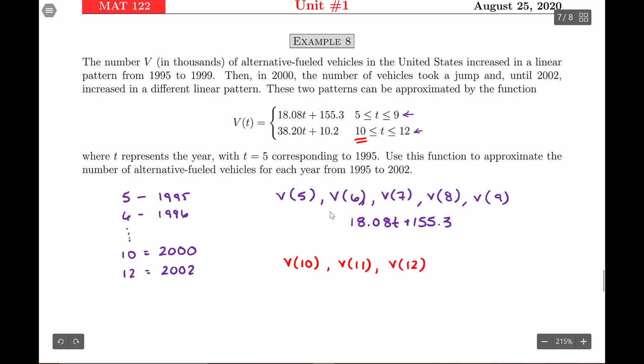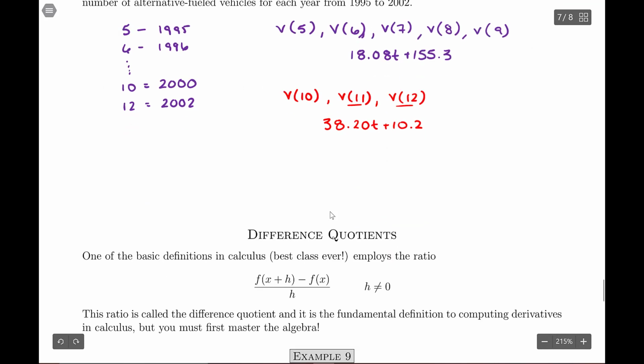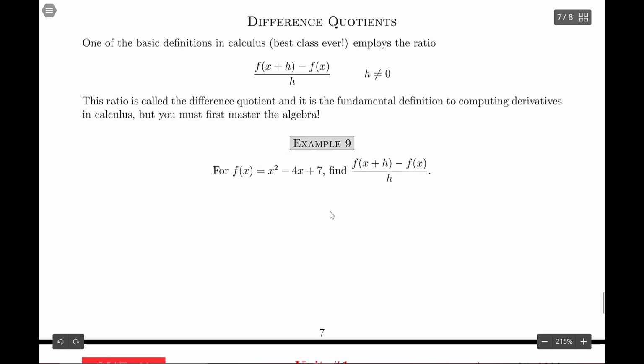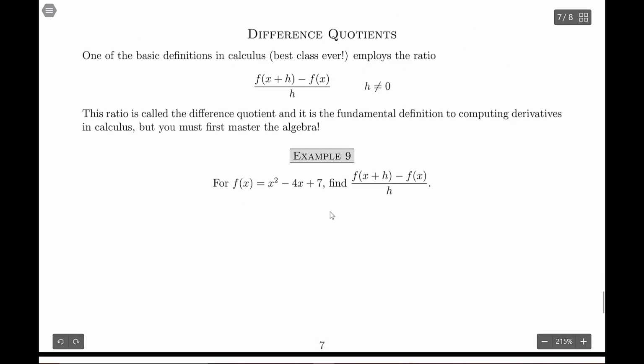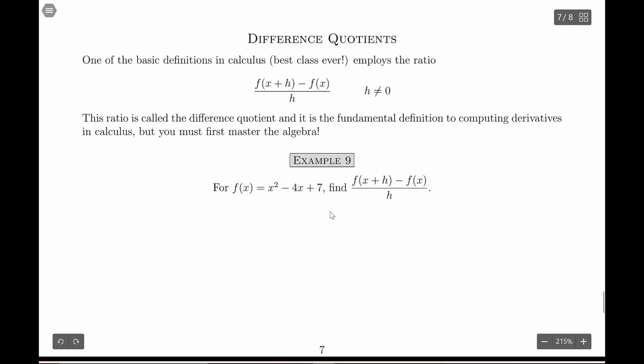So there's 2000, 2001, 2002, and I will use the expression 38.02 t plus 10.2. And again, evaluate, and then I'll have the solution for those 3 years. Difference quotients are the ones that frustrate many students.